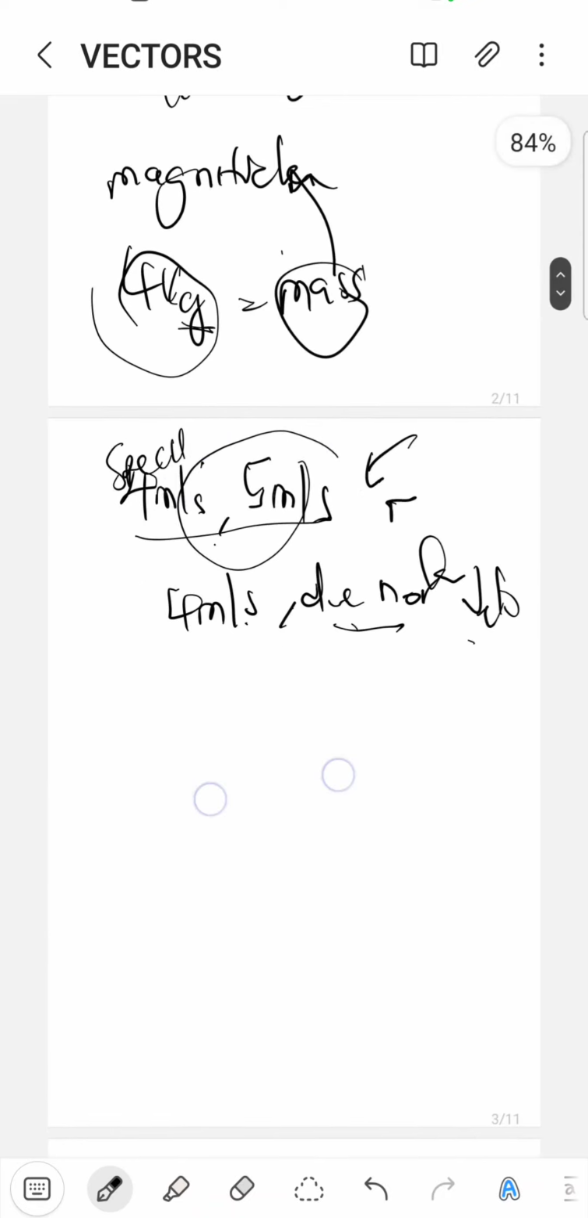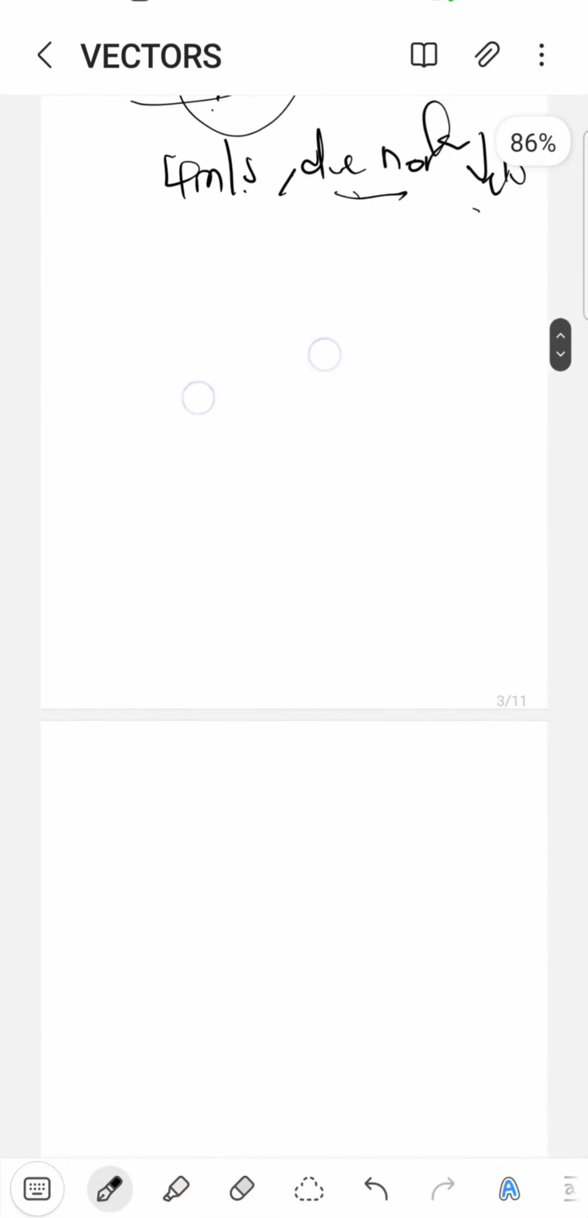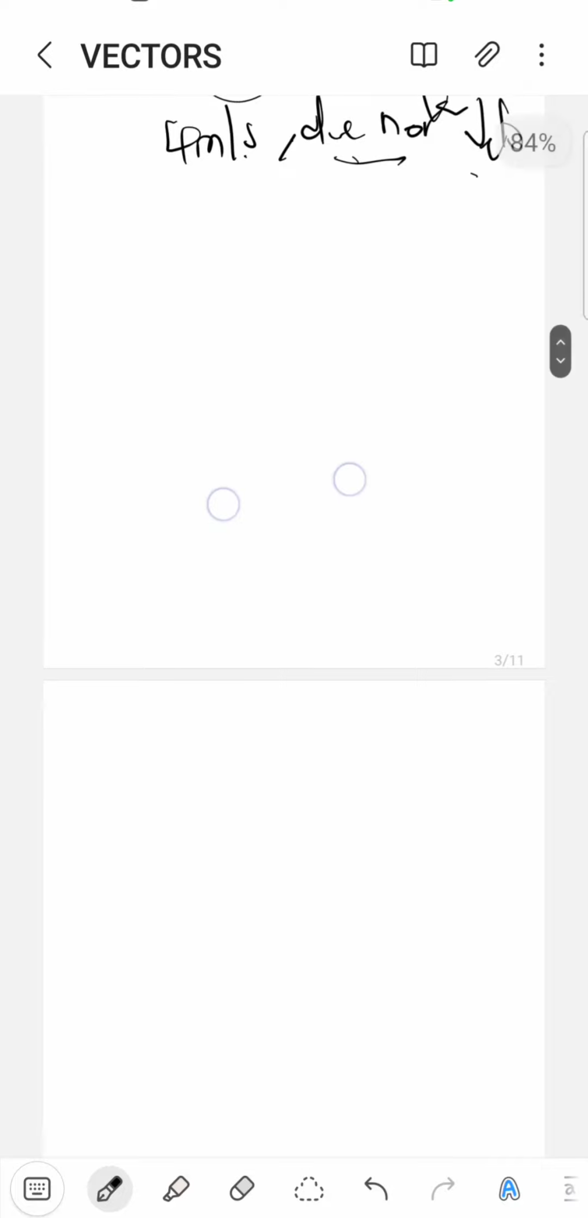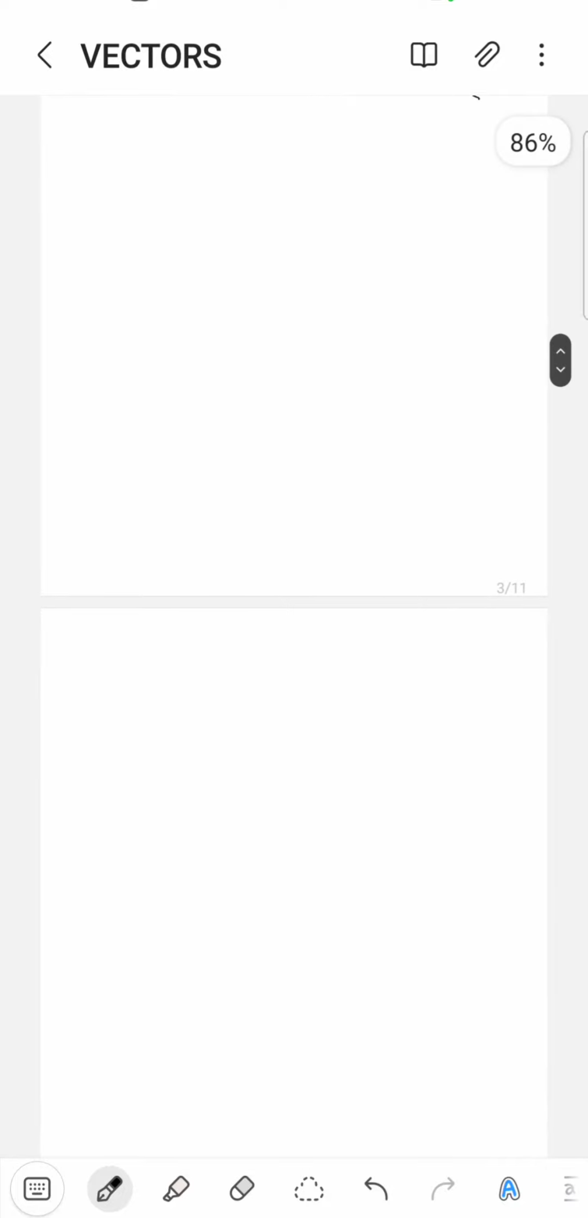All right, so having talked about what a vector is and differentiated it from a scalar, which is in the other section of physical quantities, we will talk about how we can find vectors.